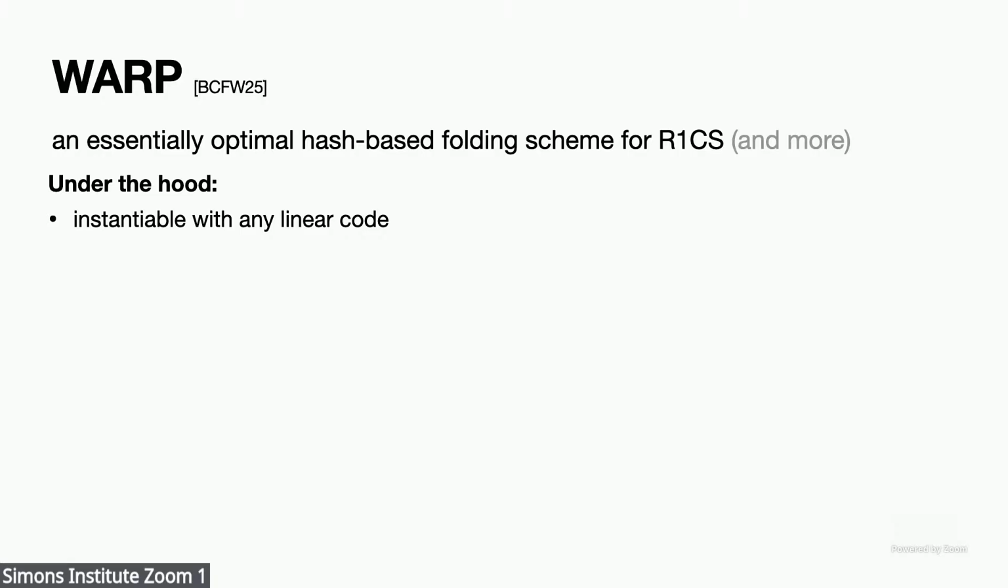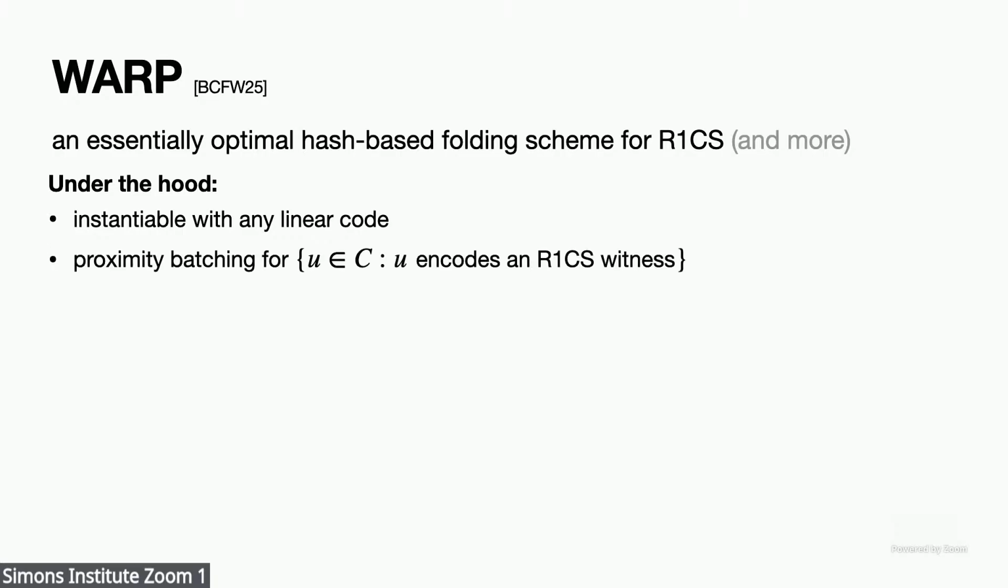Really, under the hood, it sort of resembles the protocol I've described earlier. In particular, it's instantiable with any linear code, right? And actually, instead of doing proximity batching for that special sort of constrained code that I talked about before, we're doing proximity batching for an even more expressive subset of the code. For example, you can think of a subset of the code as being the code words which encode a valid R1CS witness. And why might we be interested in this? Well, it basically makes this initial reduction to proximity as simple as possible. Basically, the prover just needs to encode the witness and send it to the verifier, and then they can begin this proximity batching step.